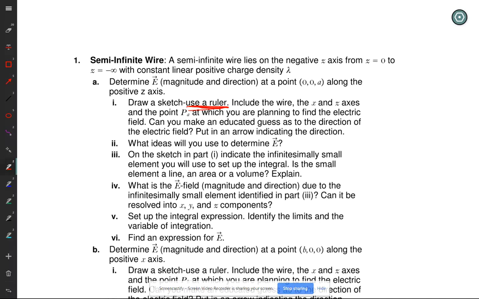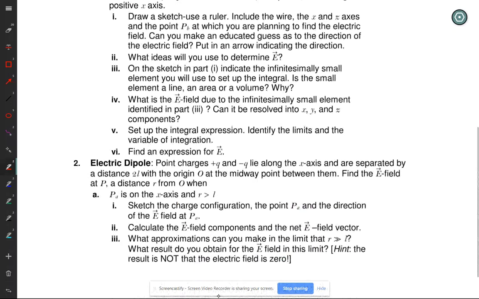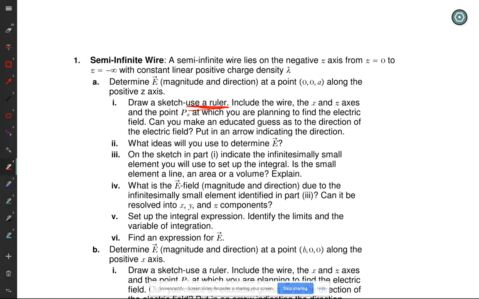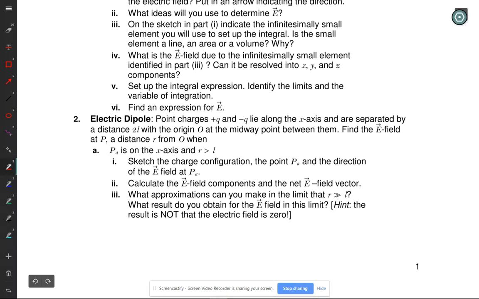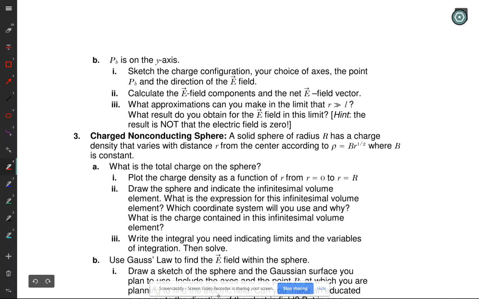Semi-infinite wire is a wire that has a starting point but no end. So it's a ray if you want to use the terminology from geometry. And you're going to find the electric field due to charge on the wire. 2 different things. Electric dipole, this one you won't be able to do. Actually, you could do that already probably, but that one's not a significant one in terms of the difficulty.